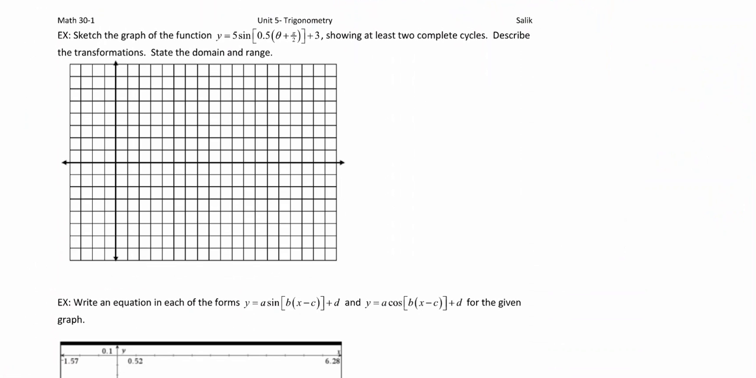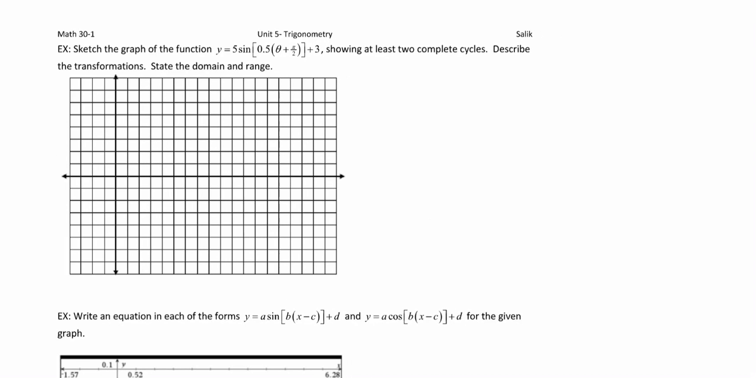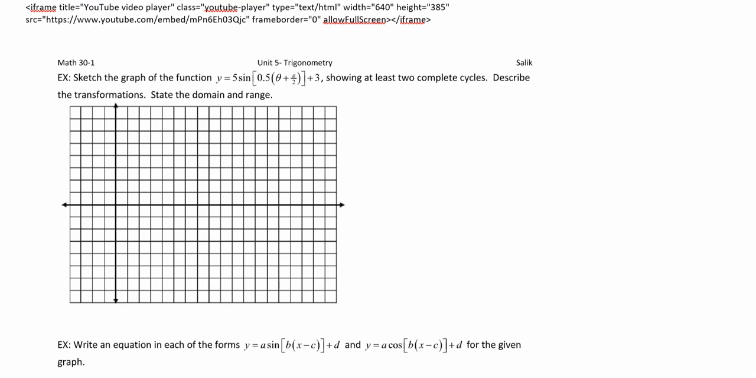Okay, so we're going to sketch the graph of the function y is equal to 5 sine, all that, right? Showing at least 2 complete cycles. Describe the transformations and then state the domain and range. Okay, so just like in the previous units, I think a good place to start is going to be to figure out all my different transformations here. So let's start from the beginning. So we've got this 5. What is this telling us? I'm going to write them on the left here just so we have more room on the right when we start doing it. So we have a vertical stretch of 5.